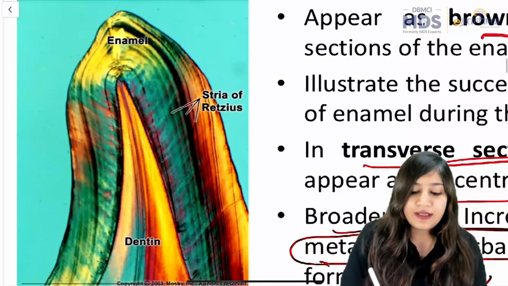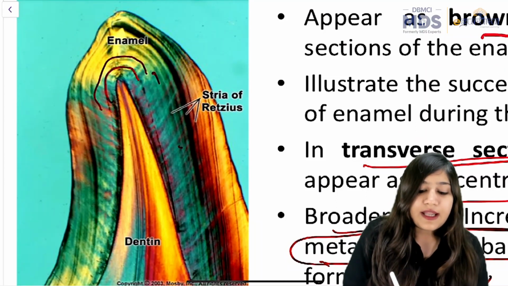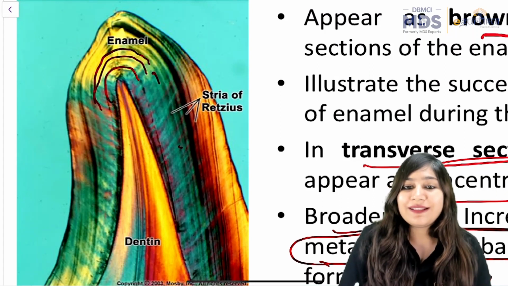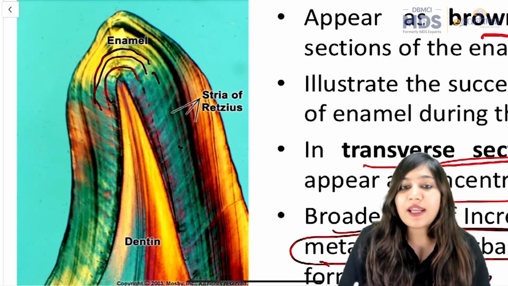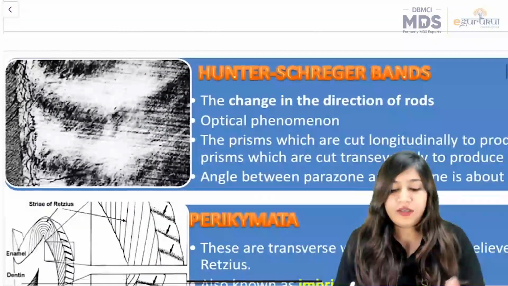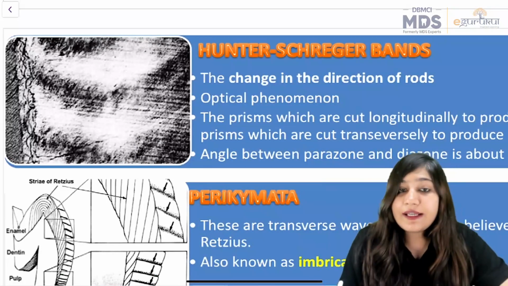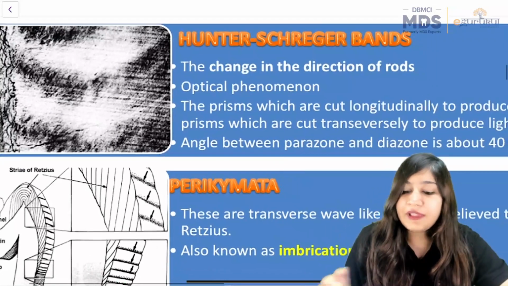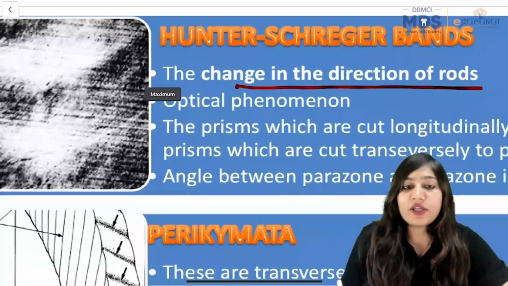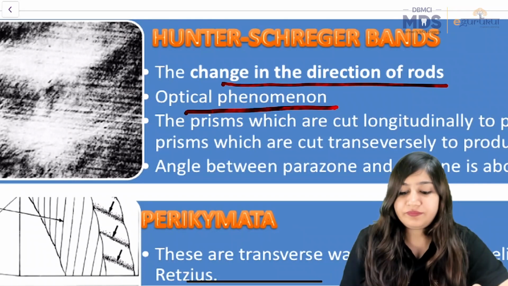Here we can see striae of Retzius. They appear as concentric ring-like circles, mainly seen in transverse section, and they resemble growth lines in trunk of tree. Now, what are Hunter-Schreger bands? Here we can see these are light and dark bands. They appear because of change in direction of rods. It is mainly an optical phenomenon.